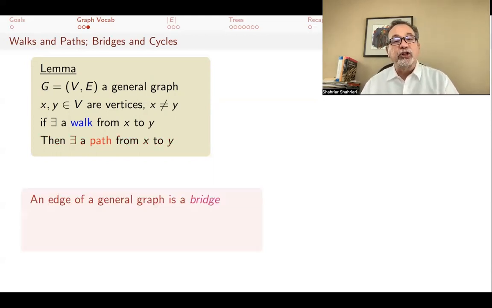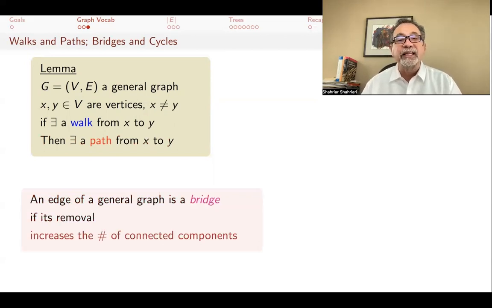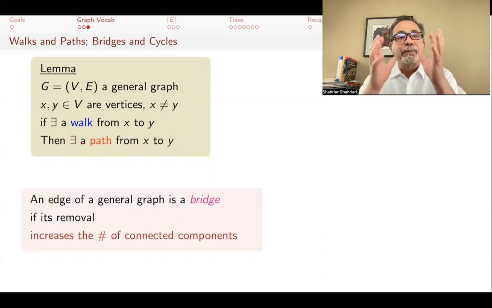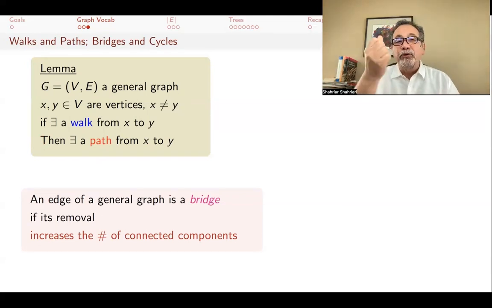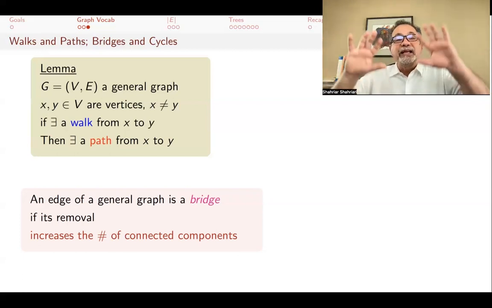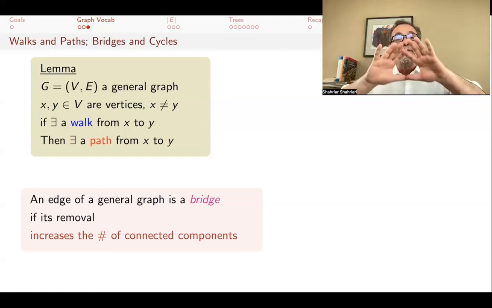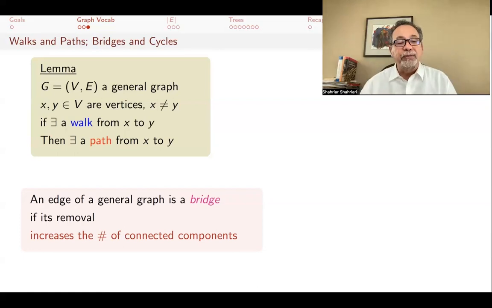An edge in a general graph is called a bridge if its removal increases the number of connected components. So what's a connected component? It's a bunch of vertices that you can go from any one of them to any one of them using a walk, and you can't go to anything outside of that group of vertices by a walk. And a bridge is something that if you take it out, the number of connected components increases, that is, some parts of the graph that were previously connected to each other now become disconnected.